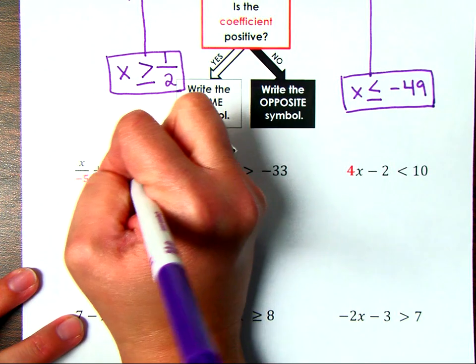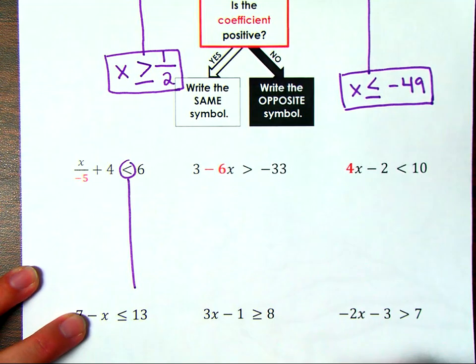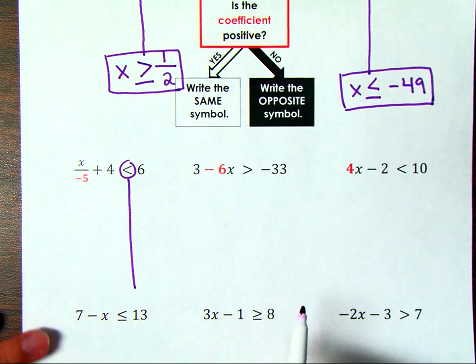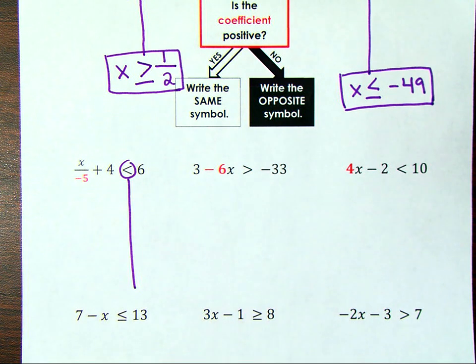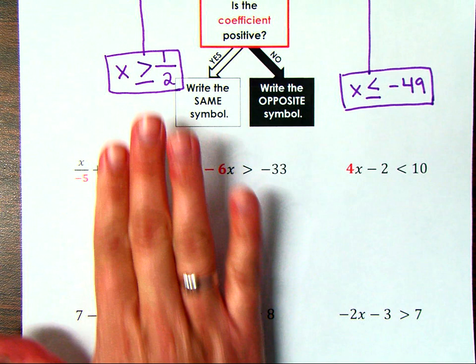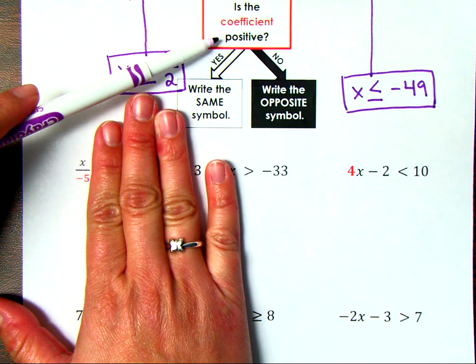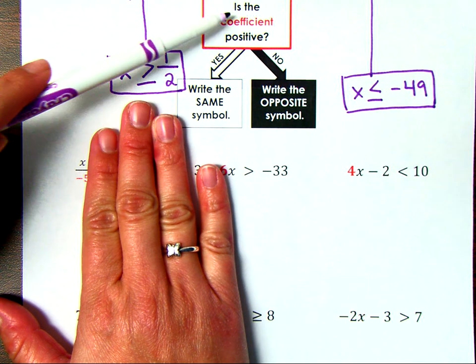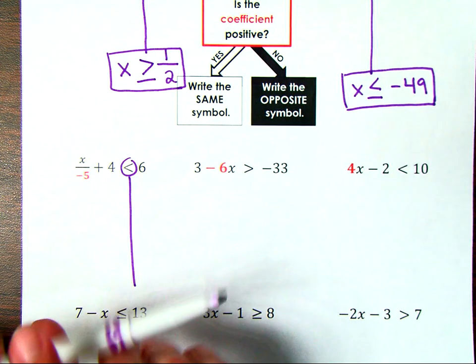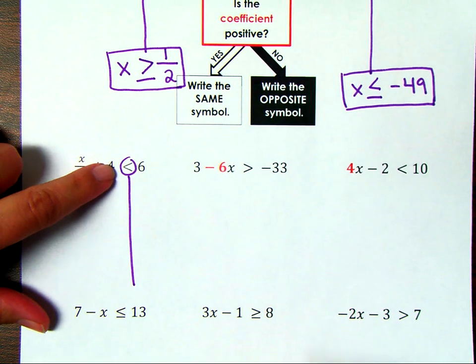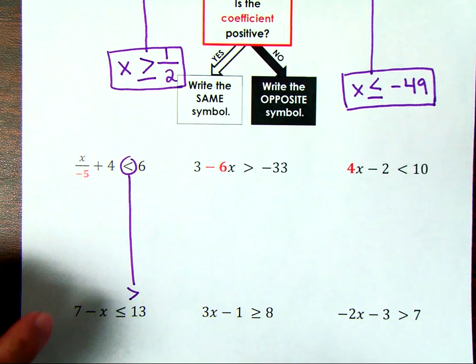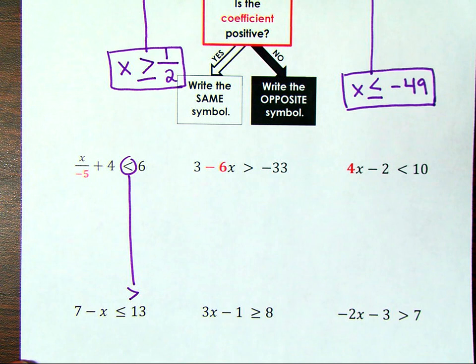Okay? Inequality sign, circle, draw my line. So negative 5 or 4, which one is my coefficient? That's the negative 5. So if it's positive, we write the same symbol. If it's not positive, it means it's negative, we're going to reverse the symbol. So the opposite of less than is greater than. So we're going to reverse it.